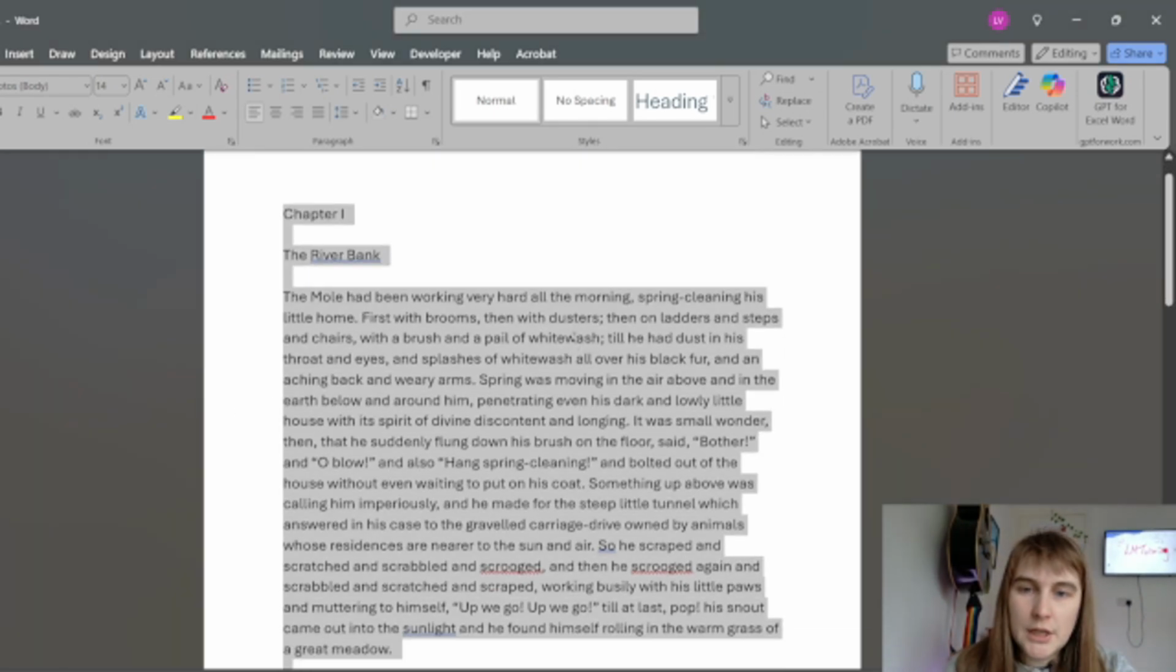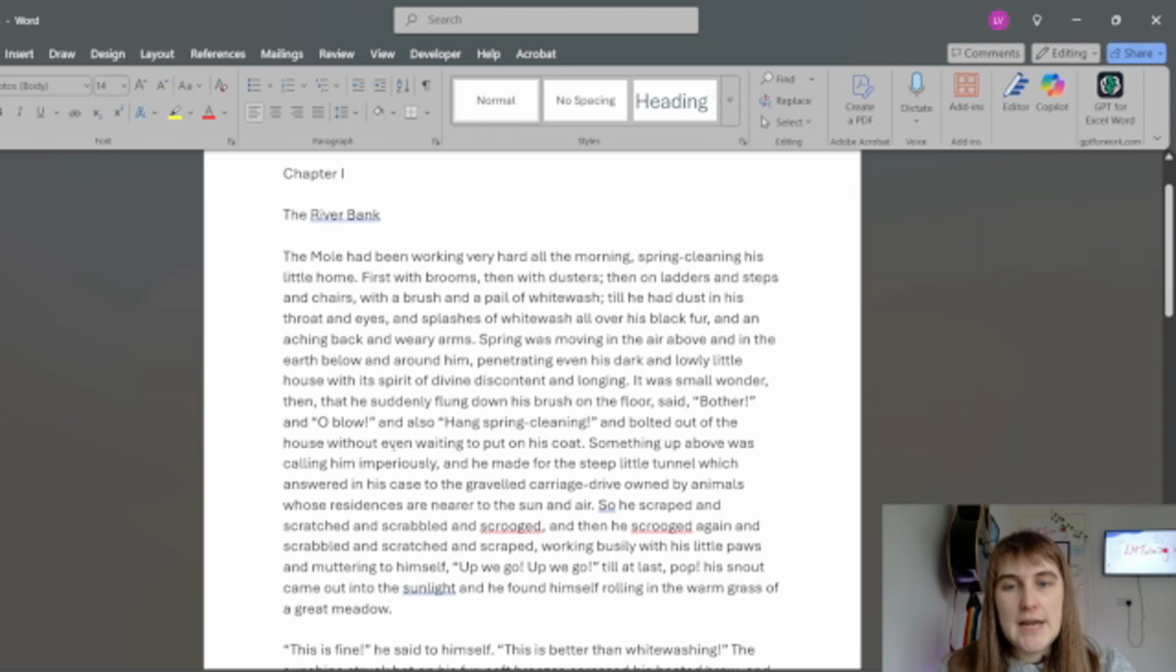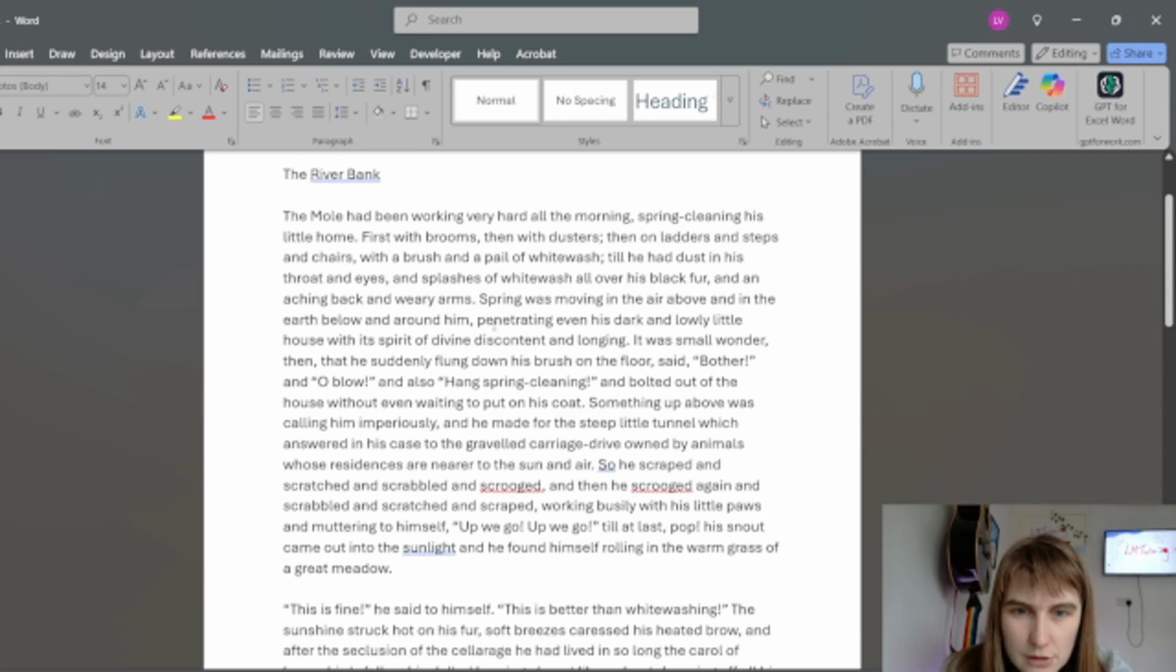Okay, so we are looking at an extract from Wind in the Willows today for our structure, the very first chapter, the riverbank. So let's read up to here. Okay, I'm going to consider what structural elements are being used here and how they're effective.